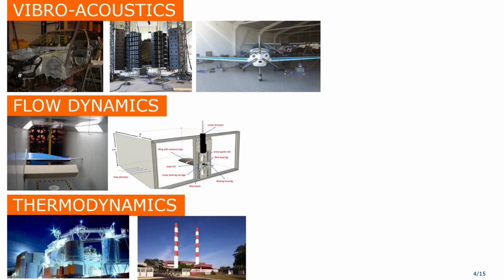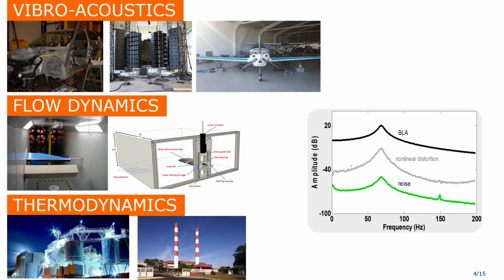All the research where this toolbox has been tested is in these fields: classical vibroacoustics, which is the main topic of this conference, but we also use it for flow dynamics and thermodynamics. And the main advantage of this toolbox is that if you use the proposed signals, then you can get, next to a smooth FRF estimation called the best linear approximation, also additional information like nonlinear distortions and noise information. This is something extra that you can use in your everyday practice.